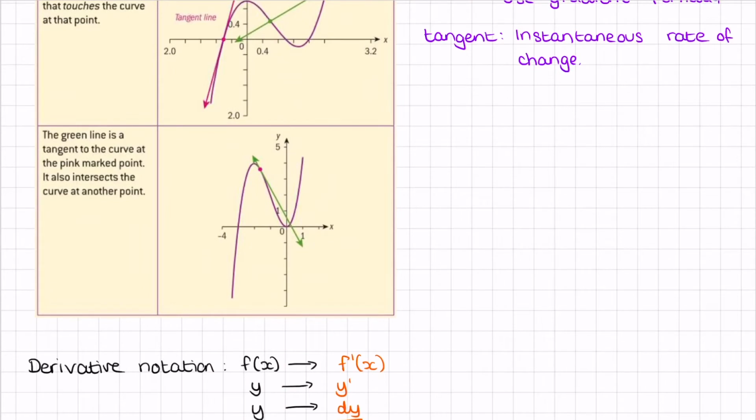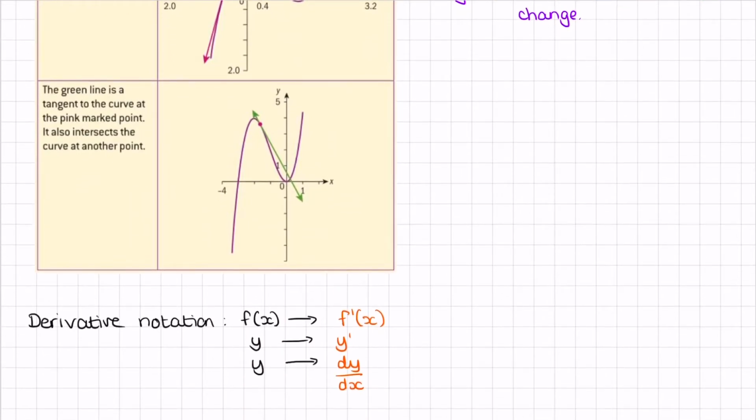Okay, so derivative notation. There's more than likely 3 different ways you'll see derivatives. If we have the function f of x, the derivative of that is f dash x. Now be really careful here. A lot of people get confused with this and the inverse. The inverse is f to the power of -1 of x. A derivative is a dash. So please be aware that they are different. They're not the same thing. And just look at what the question's asking you.